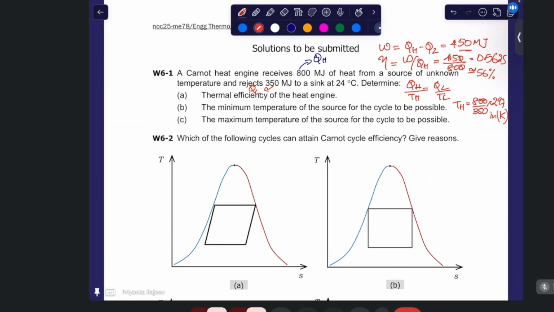So what does this value represent? The Carnot cycle operates between two temperatures, one low and one high, because both are at different temperatures. At one temperature, it is absorbing this high heat value, that is 800 megajoule, from the source, and it is rejecting 350 megajoule again isothermally at a constant temperature of this 24 degrees centigrade to a lower temperature heat sink.